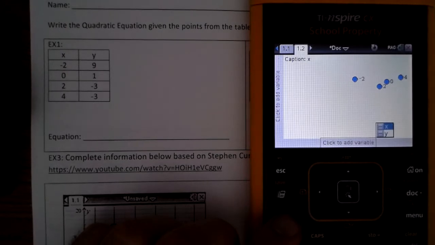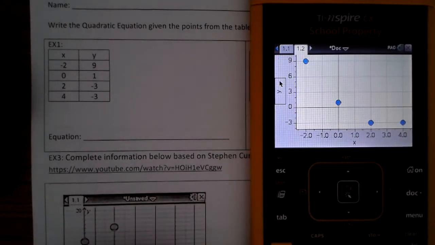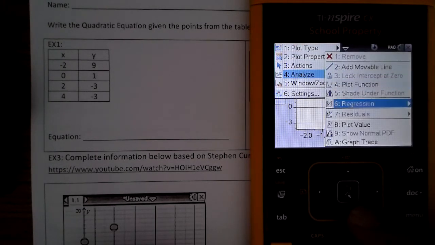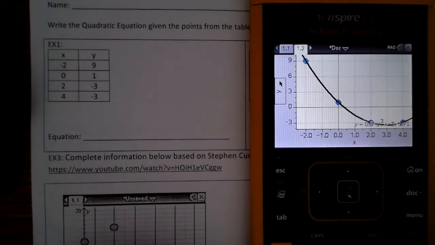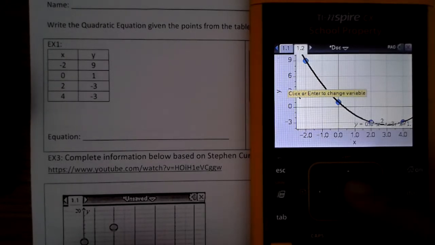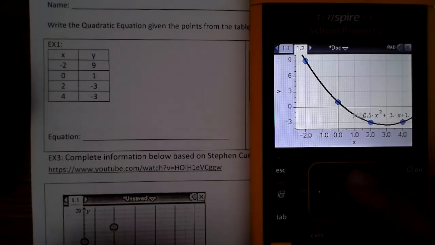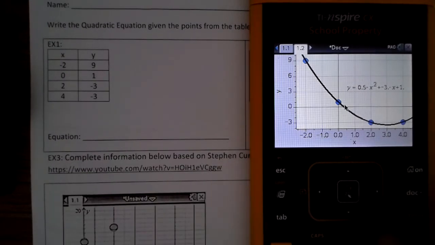Tab X, enter. Tab Y, enter. And then menu, analyze, regression, show quadratic. All right, at this point, it's kind of hard to see the equation sometimes, but if you move your cursor over the equation, you see that little hand. And if you press Control, click, it grabs it, and you can actually move it so you can see it. Okay? And escape gets the hand unclosed.